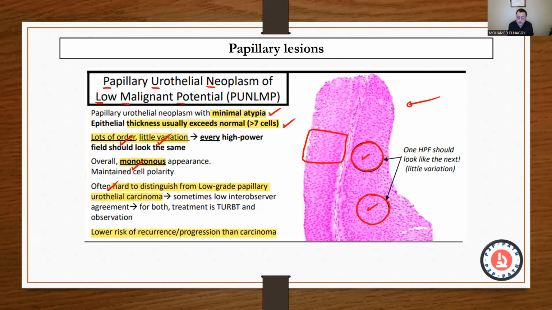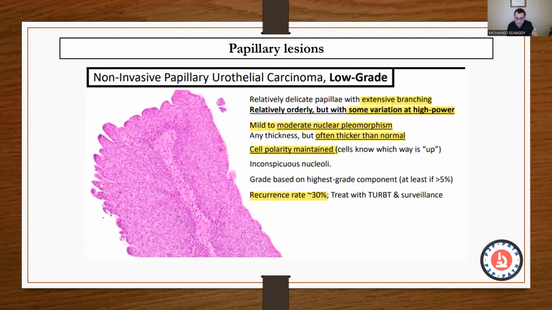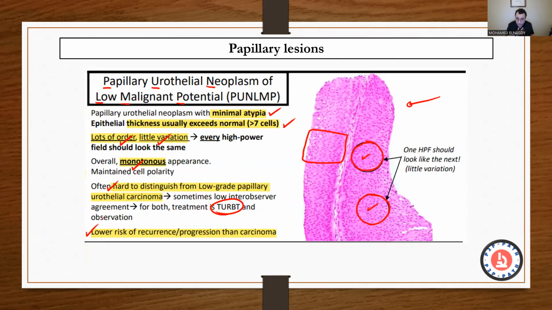See, it's often hard to distinguish from low-grade papillary urothelial carcinoma. However, there's no difference. The treatment for both of them is TURBT, so an observation. So there is not really much difference when you call it PUNLMP versus low-grade papillary urothelial carcinoma. There is a low recurrence risk and low risk of progression to carcinoma here. Here is what is the key difference for me between papillary urothelial carcinoma low grade and PUNLMP.